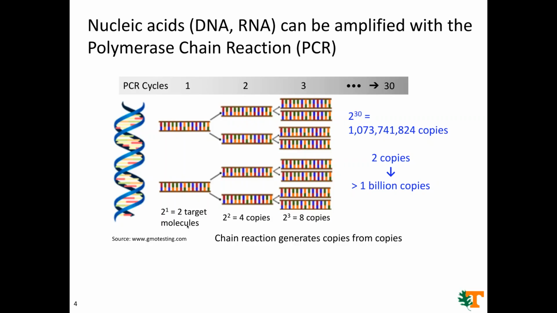So we apply PCR. In the first round of PCR, these two molecules are duplicated. You get 4 copies. In the next round of PCR, you get 8 copies. And after 30 rounds of PCR, you have more than 1 billion copies. So out of 2 copies of a target gene, you made 1 billion. What that means is now we have enough material to analyze. Okay? So this chain reaction generates copies from copies, and we get enough material that we can analyze. And this can be done in a quantitative fashion.